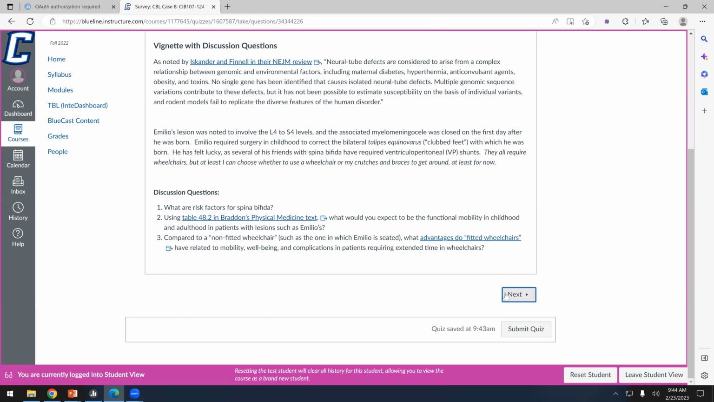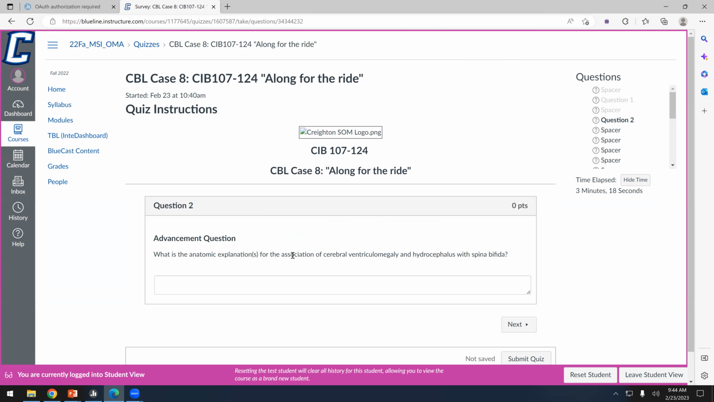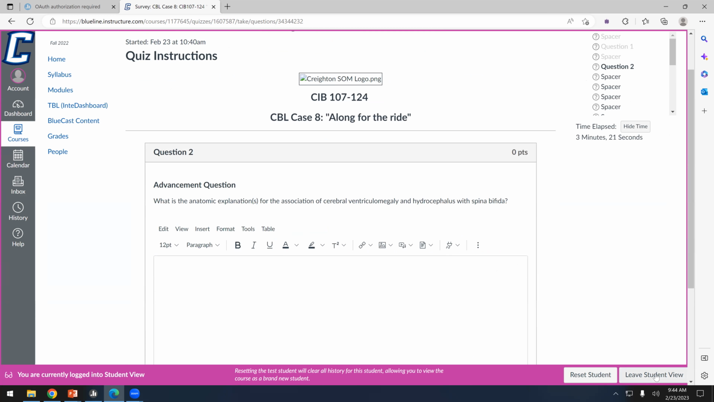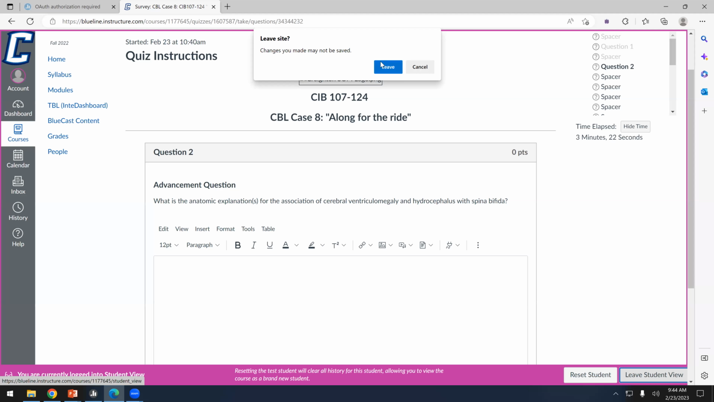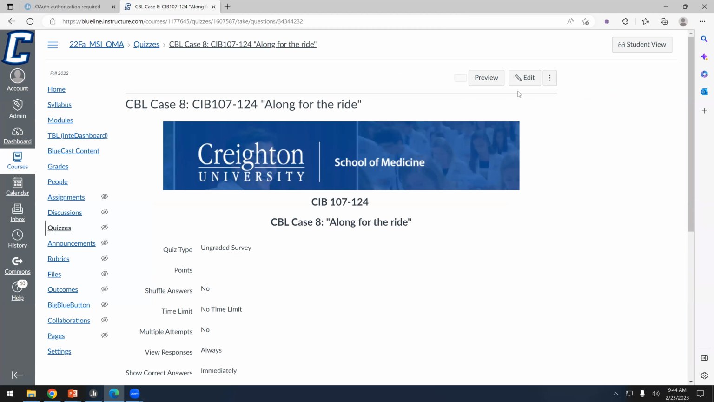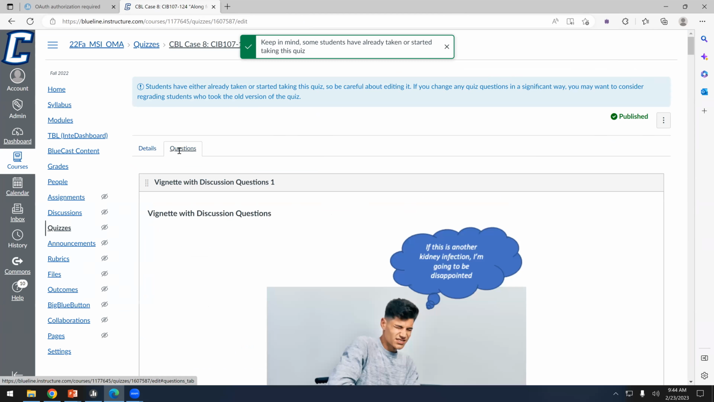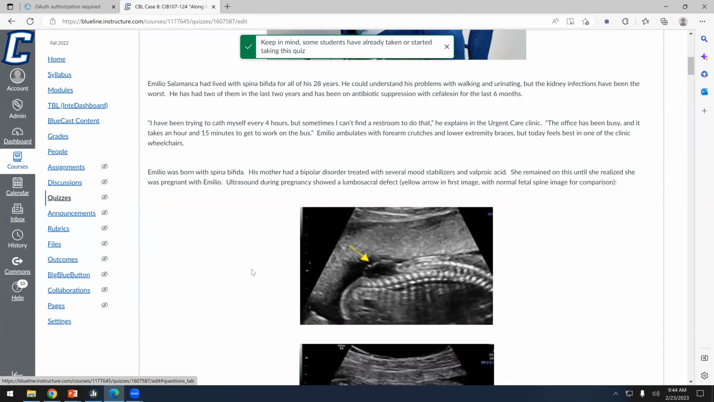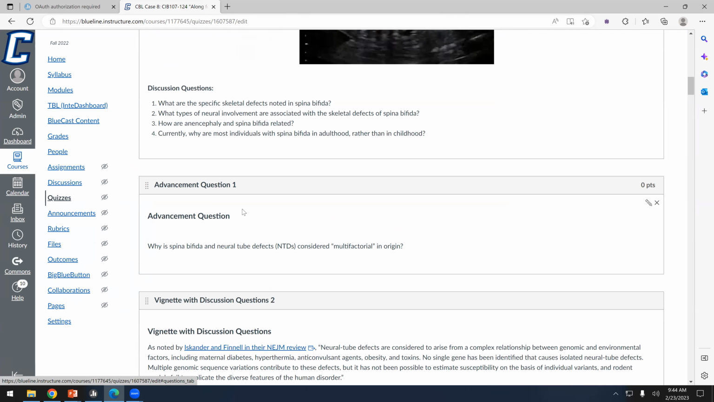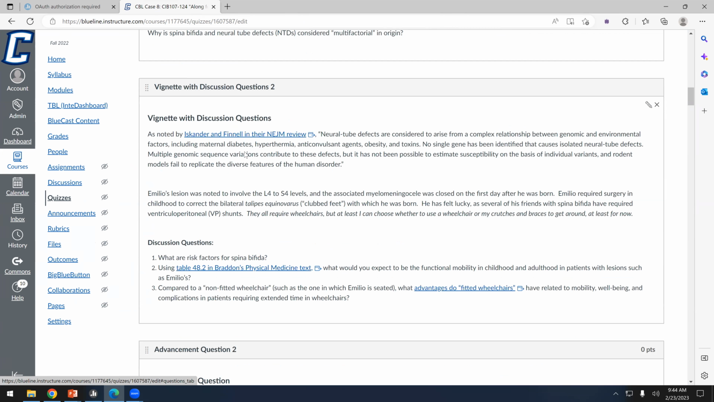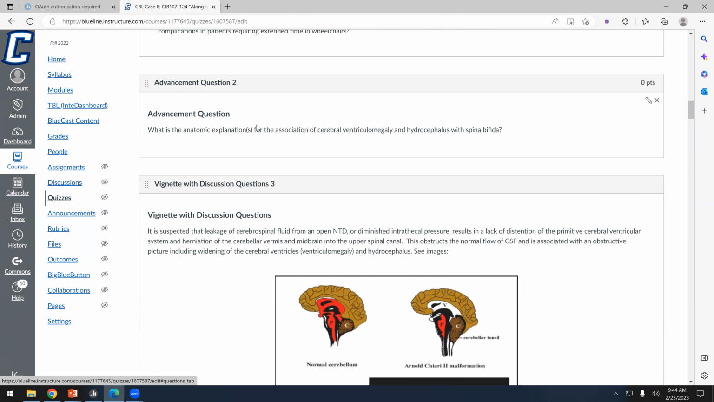So another vignette and another advancement question. At this point, I'm going to leave student view and get to a view where I can just skip through all of these quickly. So here is the formatting. Our faculty will say, yeah, the case is ready to go. We get an okay. And the instructional designers format this, put it in here, make sure all of the links are working. There's an advancement question.